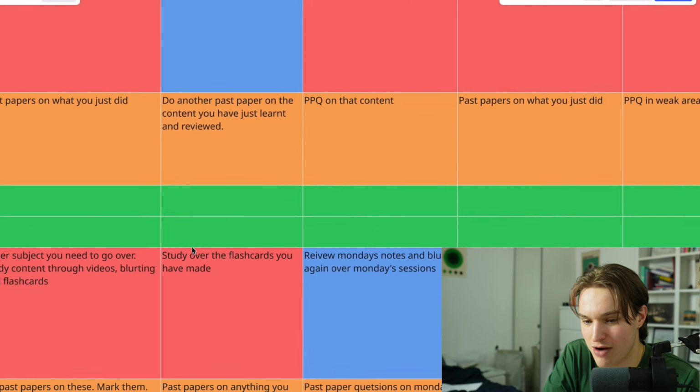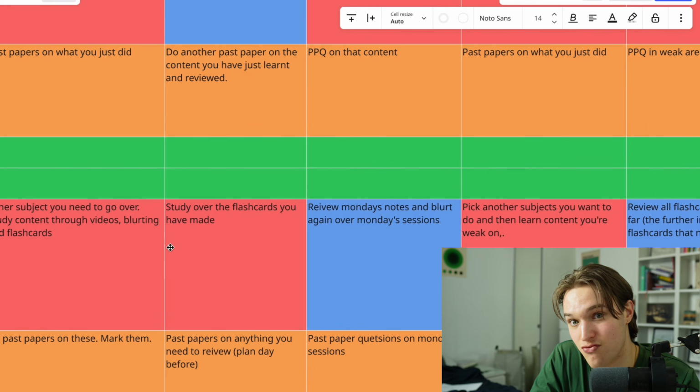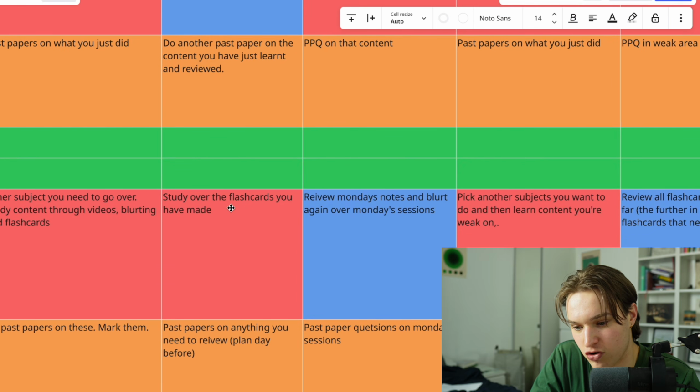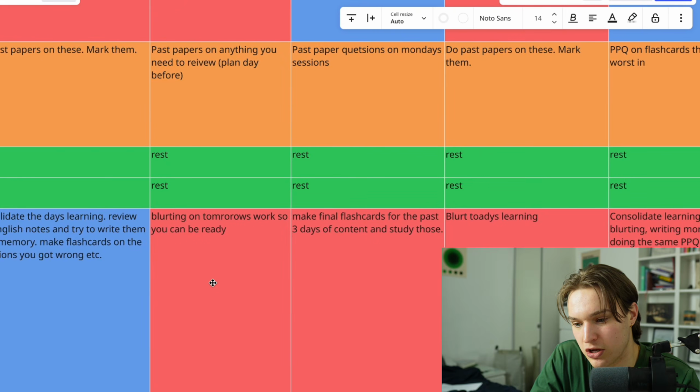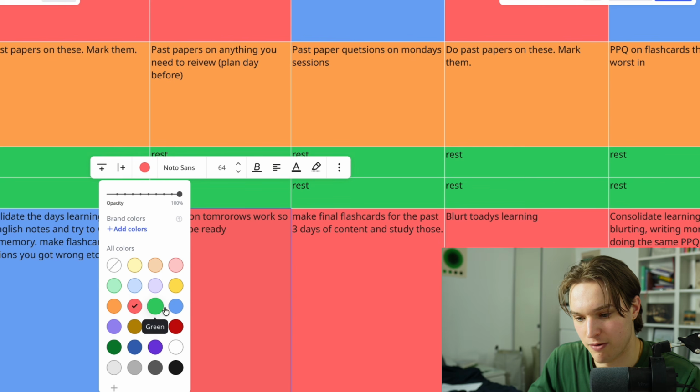For the exams. Right, have a break, and then this is red, so red is going to be learning. Learn over some of the things you'll be doing. Make some more flashcards and study over them. And then orange, do some more past paper questions. Then finally, do some more blurting, okay? This should be in blue, because blue is for blurting, okay?